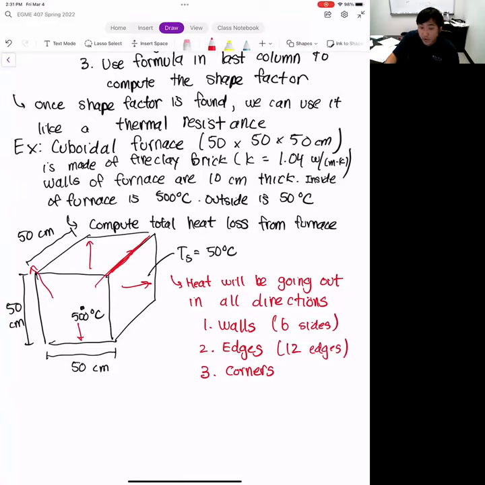Right. So if you count the number of edges on the side of the cube, you get 12 there. And then we have the corners. For the corners, we have 8 of them. Okay. And so let's use this information to compute the amount of heat transfer that's going to come out.